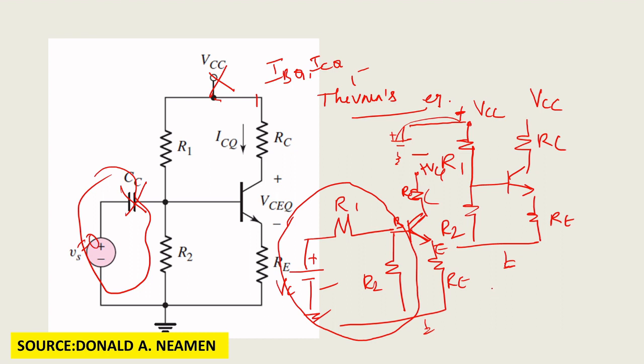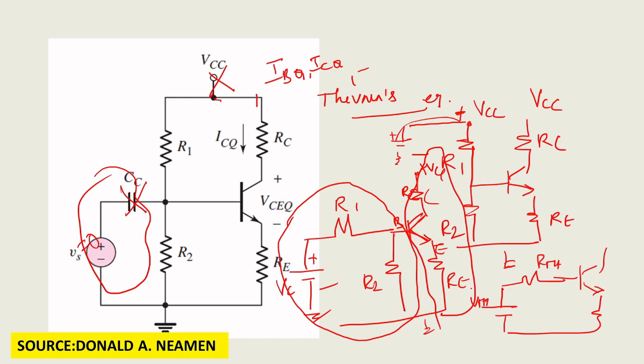Now I'm going to consider what things are to be found in the Thevenin equivalent circuit. You want VTH, then you want to find RTH, then you want to find the load. This is the load, right? So this whole part is the load.